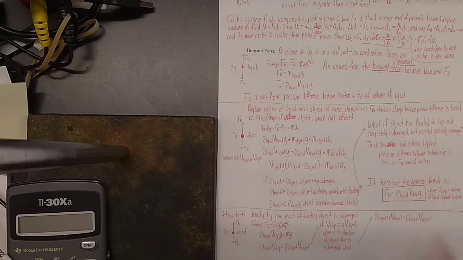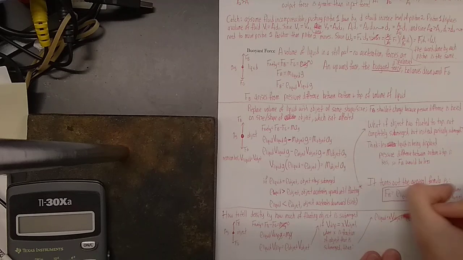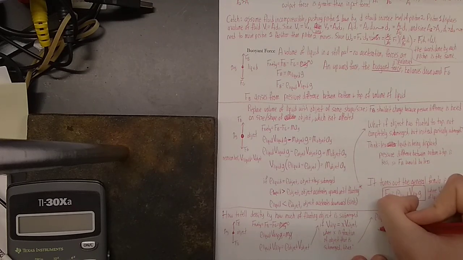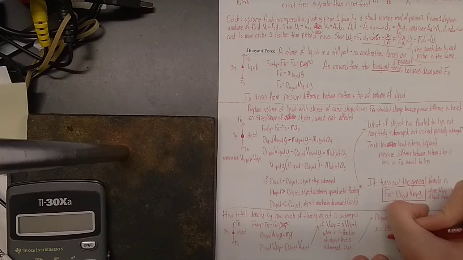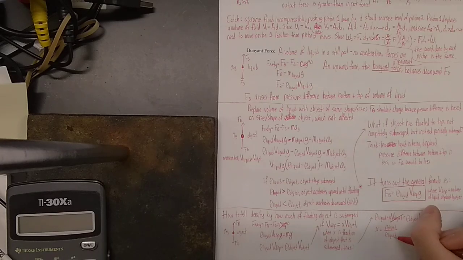Look what just happened. I now have V object in two different places. I can cancel them. And if I solve for x, I get that the fraction of the object that's submerged is equal to the density of the object over the density of the liquid. And that makes sense. If the density of the object is equal to the density of the liquid, then x is 1. That means that the entire object is submerged. If the density of the object is half that of the liquid, that means that half the object is submerged.